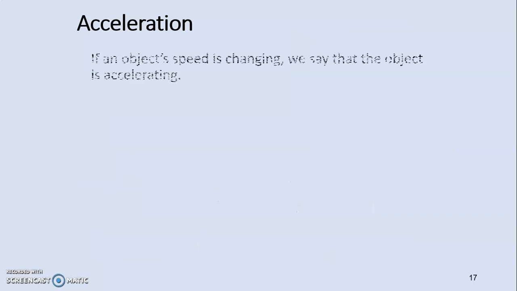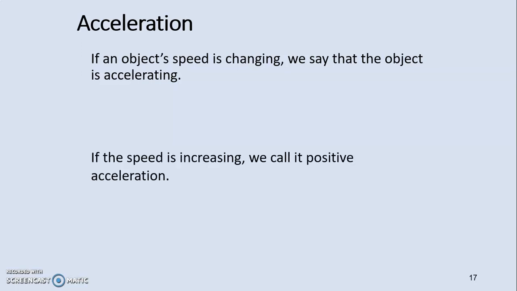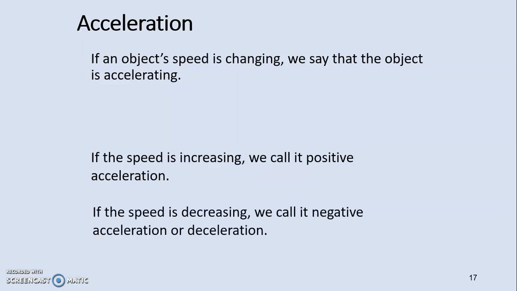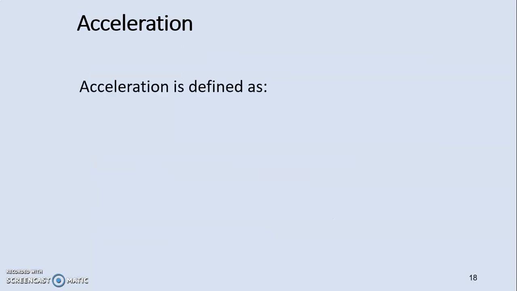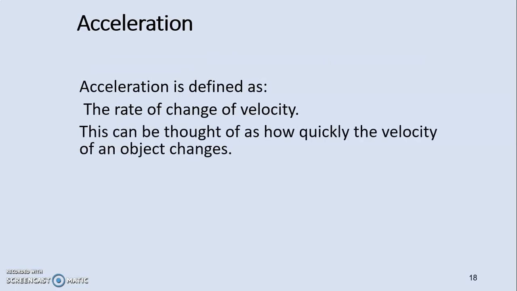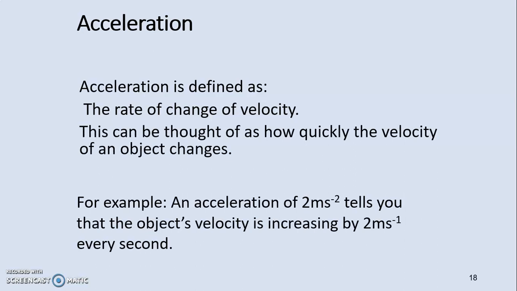So on to acceleration. If an object's speed is changing, we say that the object is accelerating. If the speed is increasing, we call it a positive acceleration, and if it's decreasing, we call it a negative acceleration or a deceleration. Acceleration is defined as the rate of change of velocity, essentially how quickly the velocity of an object is changing. So an example would be an acceleration of 2 meters per second tells you that the object's velocity is increasing by 2 meters per second.